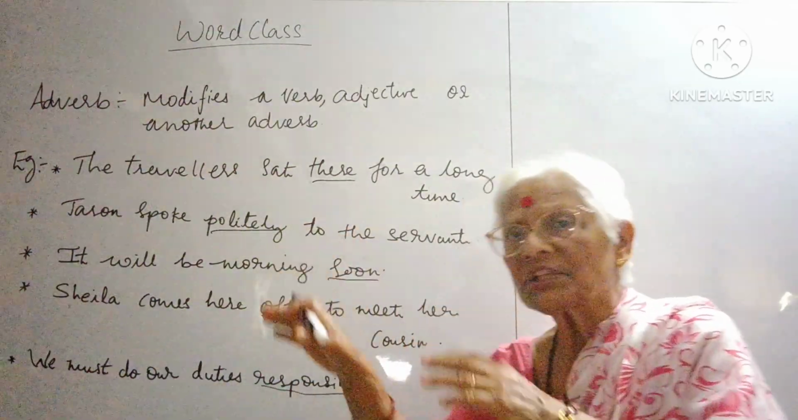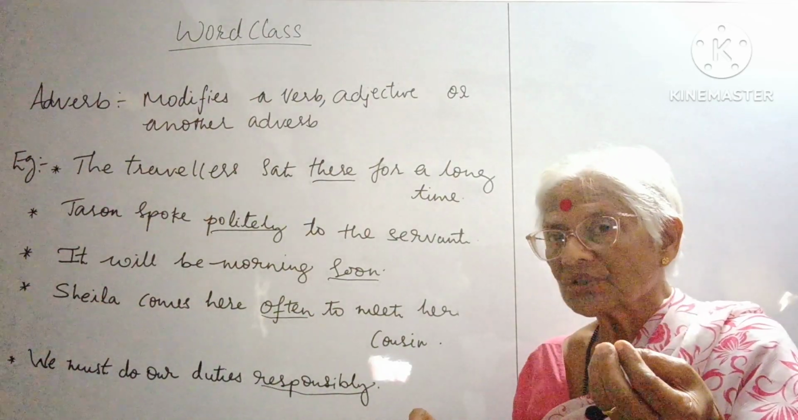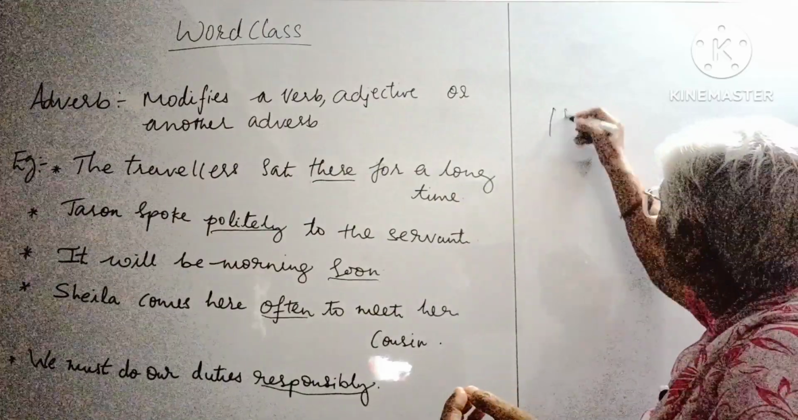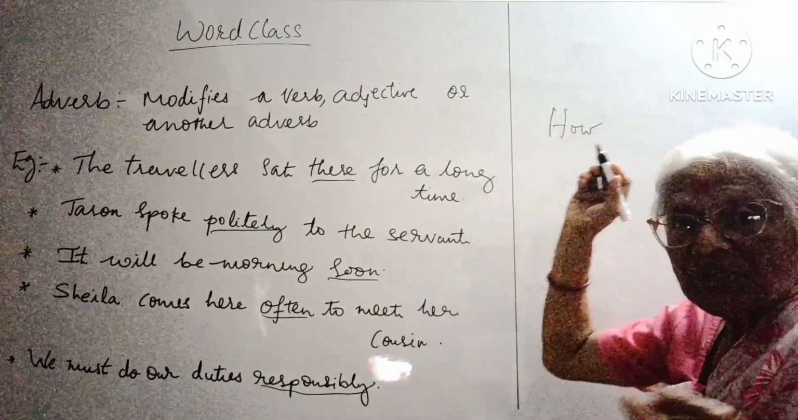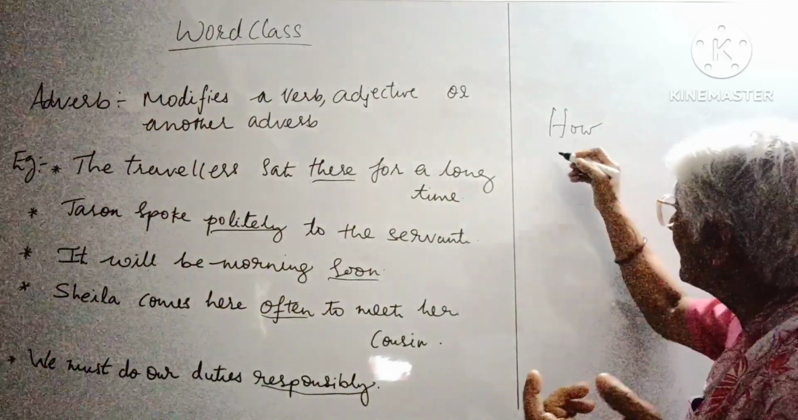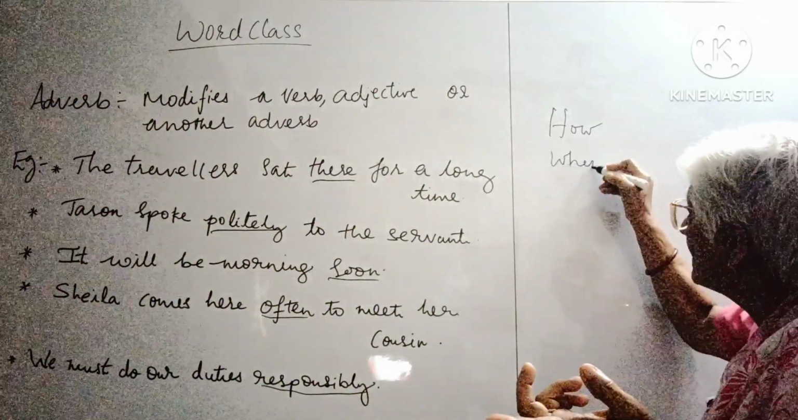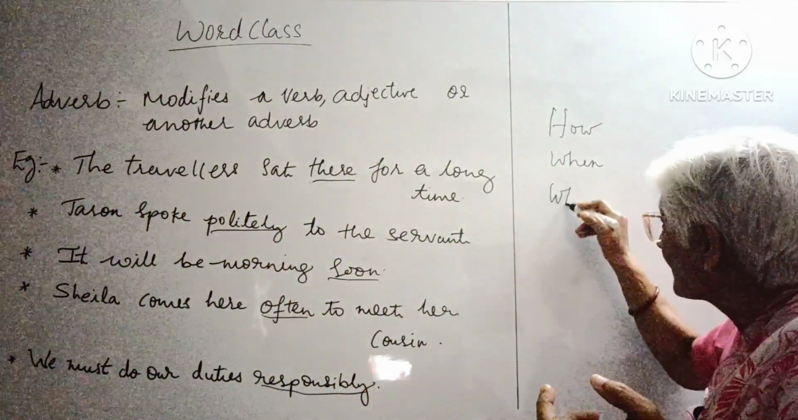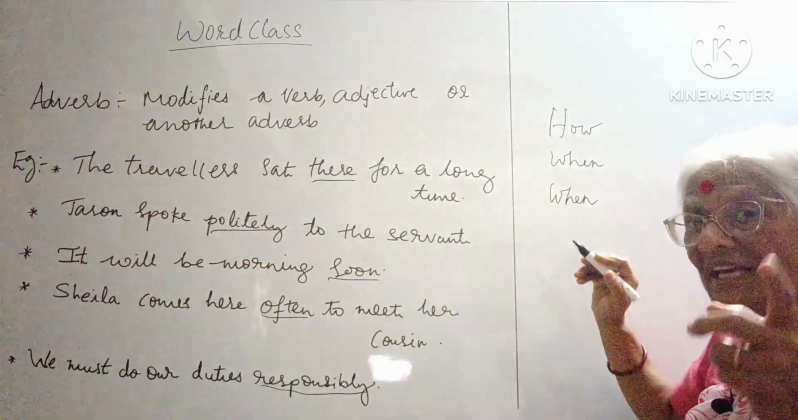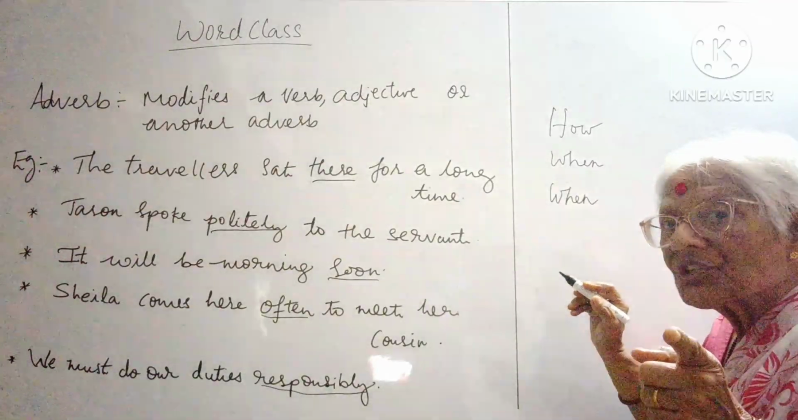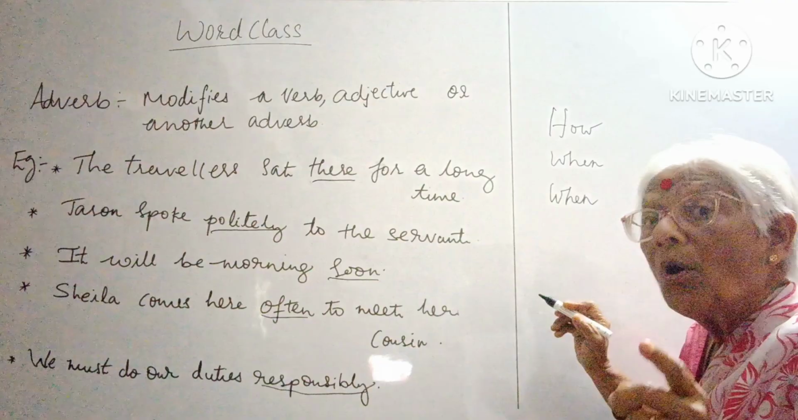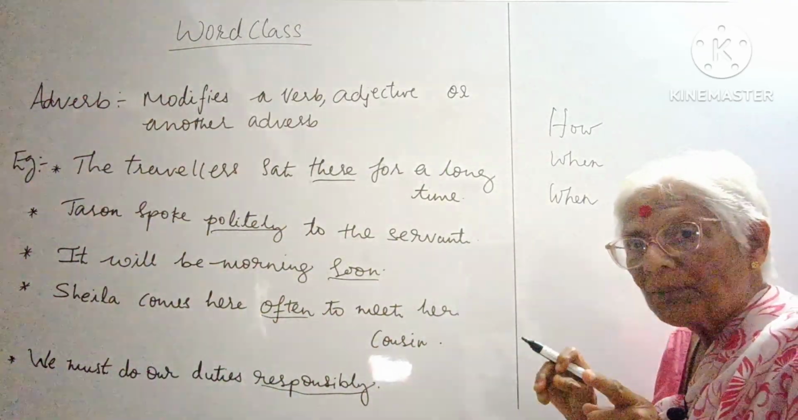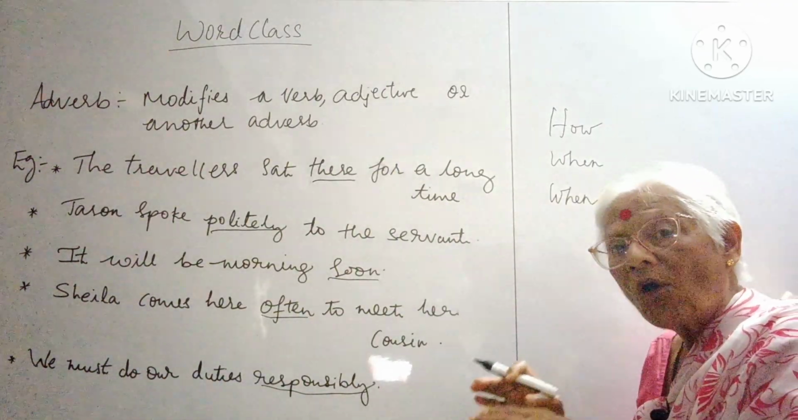So, when we went through all these sentences, we used a few questions. We used the question how. We used the question when. We used the question where. And in the case of that word often, we use the question how often. So remember that an adverb adds to the meaning of a verb.